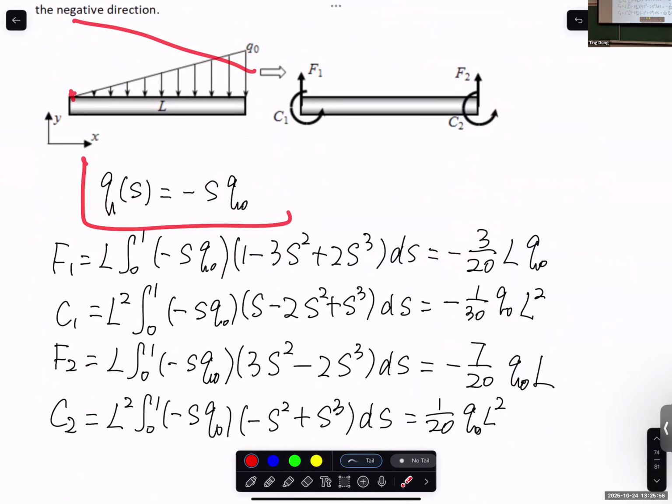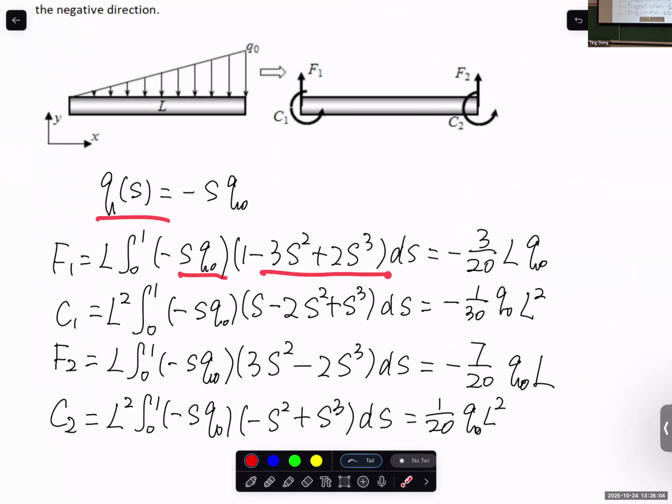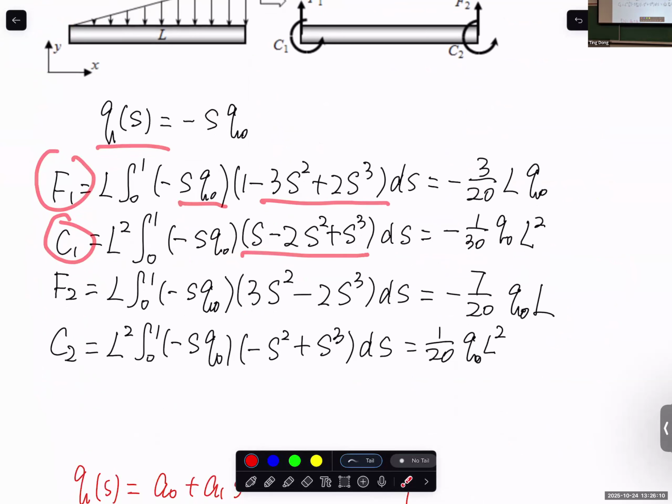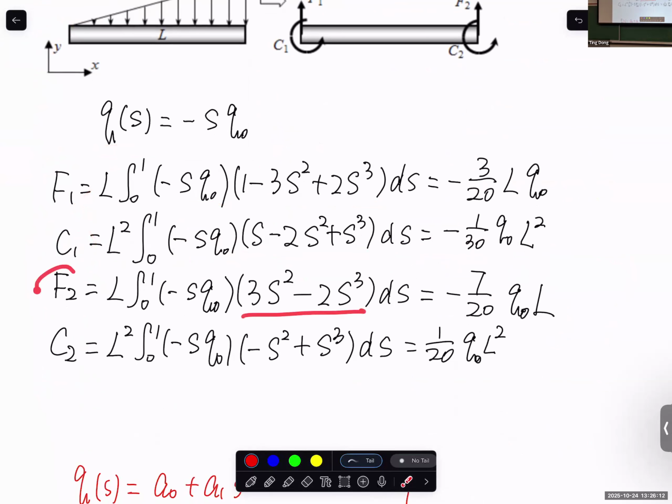So once we have this Q as a function of S, then becomes integration of the QS. If we use shape function N1, it becomes F1. When we use shape function N2, C1, shape function N3, F2, shape function N4, C2.